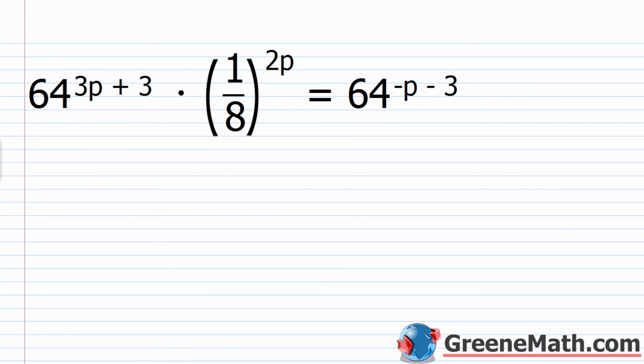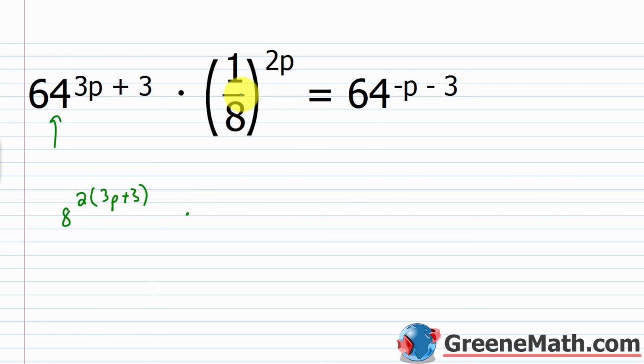All right, so the next problem is 64 raised to the power of 3p plus 3 times 1/8 raised to the power of 2p. This equals 64 raised to the power of negative p minus 3. Now, we have a 64, a 1/8, and a 64. So let me just use a base of 8. That would be easy. So in other words, I will take 64 and say this is 8 squared. And this is multiplied by the quantity 3p plus 3 up here when we talk about the exponents.